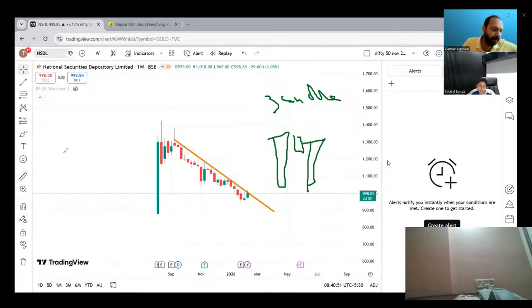Next, we have a two candle pattern, where the first will be a big green or red candle, and the second candle will again be of a different color. If the first is red, the second mostly will be green, and if the first one is green, the second mostly will be red. So this is a two candle pattern, like this one.